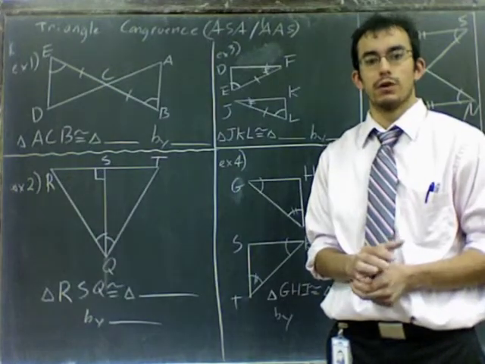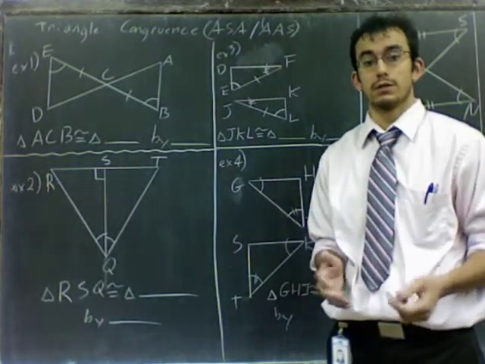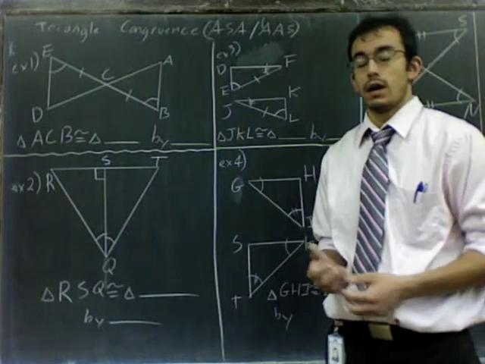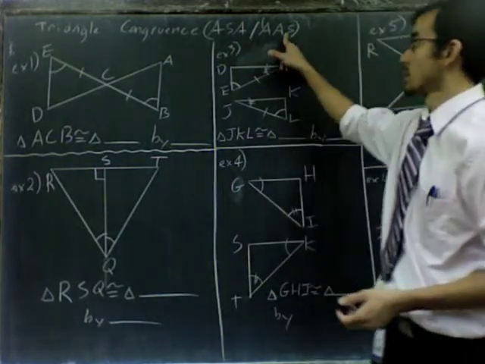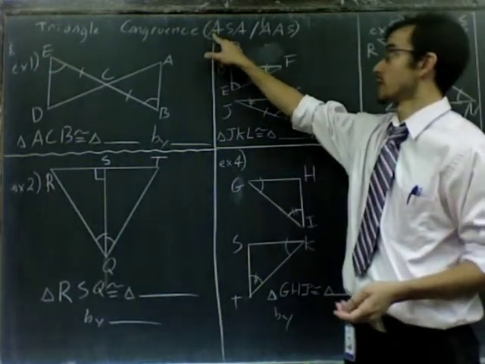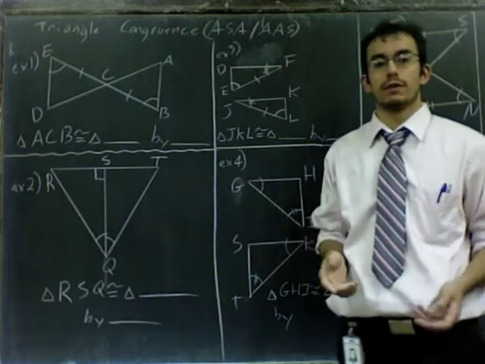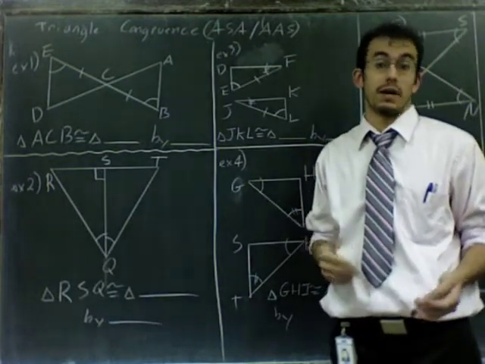Hi, welcome to the video on triangle congruence with two methods called AAS and ASA. AAS stands for angle, angle, side, and ASA stands for angle, side, angle. These two methods help us prove that triangles are in fact the same.